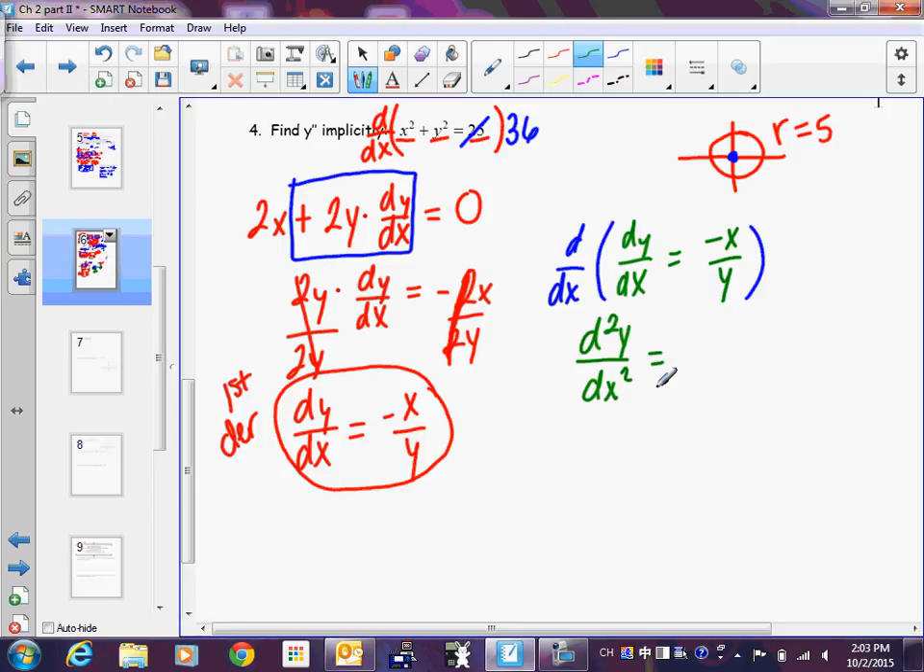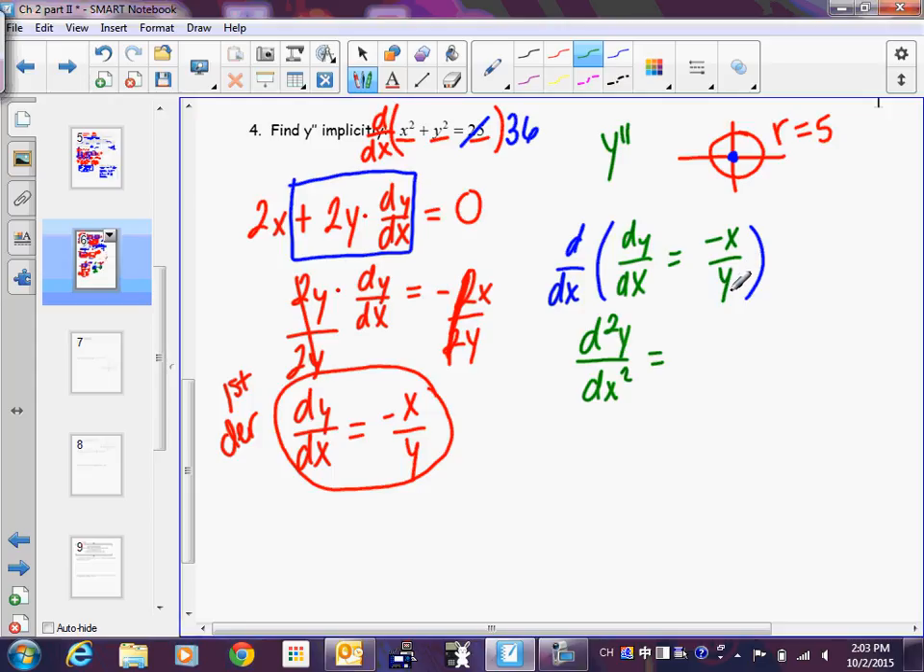Earlier, you can even look on your last test, I used the notation d squared y over dx squared. It's just the notation for second derivative. It's the same thing as y double prime. It's just different notations. Okay, well, let's get to the right side.